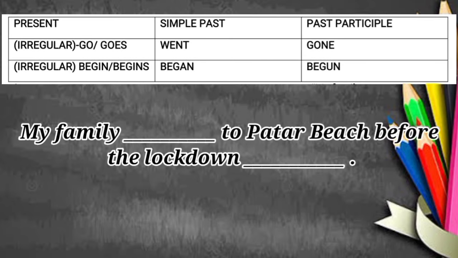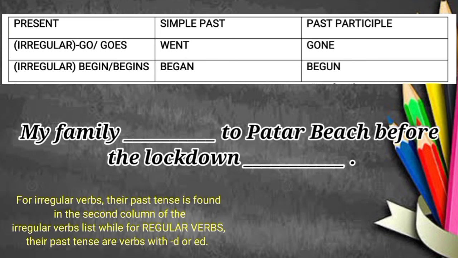This sentence contains two past actions. My family go to Patar Beach, and the lockdown began. One verb must be formed in simple past tense and the other one must be in the past perfect tense. Remember the formula for simple past tense? For irregular verbs, their past tense is found in the second column of the irregular verbs list, while for regular verbs, their past tense are verbs with D or ED.